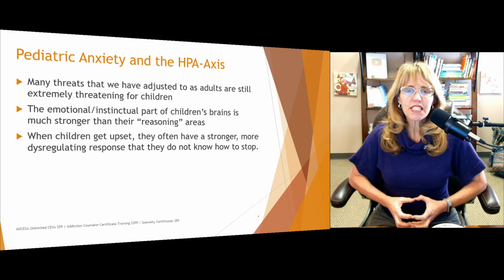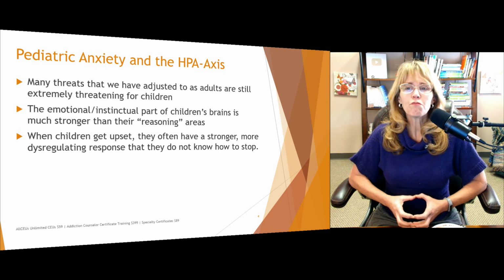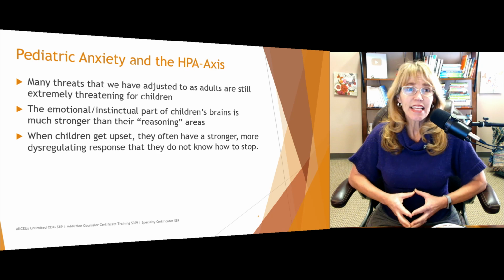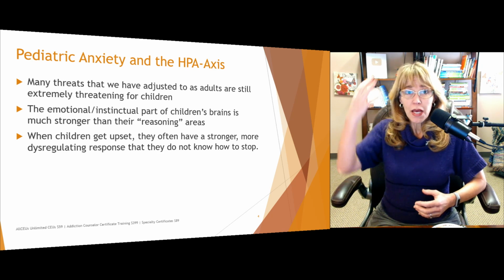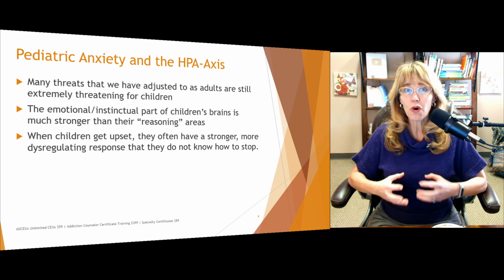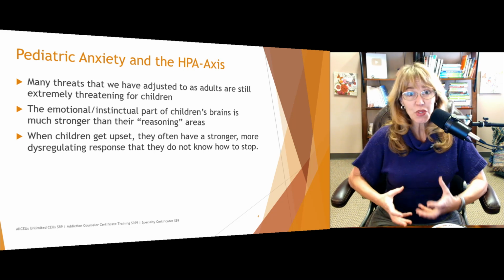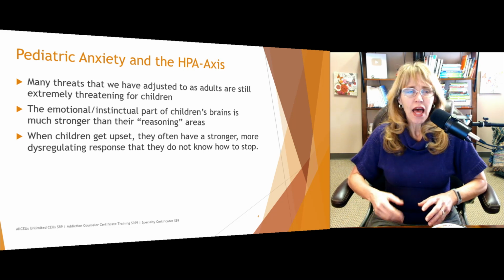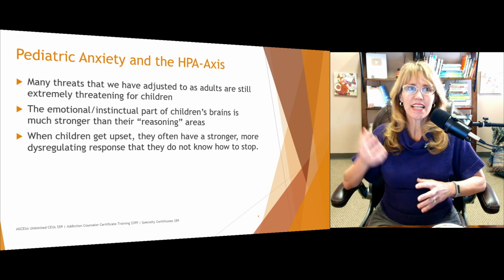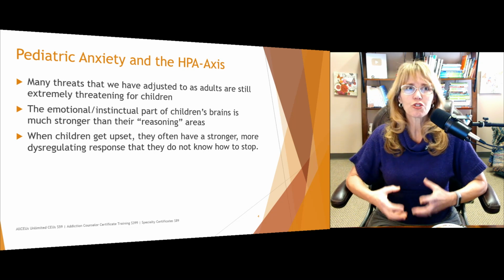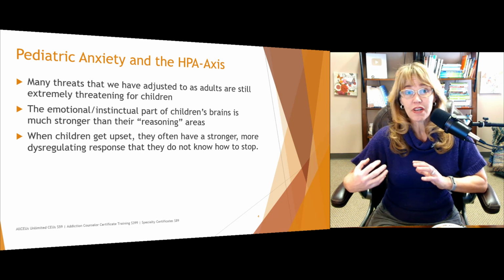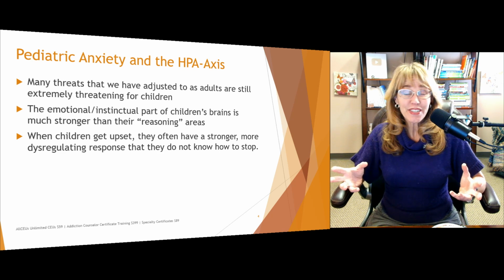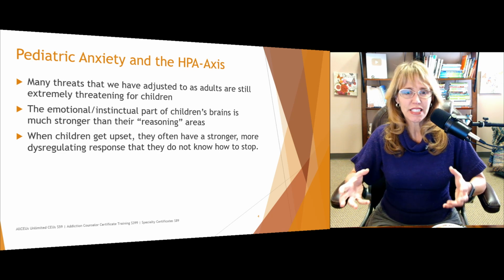The emotional or instinctual part of a child's brain is much stronger than their reasoning areas. And we've talked about this in so many other classes, that until about the age of 24, people's prefrontal cortex, where they do a lot of their higher order reasoning and planning and problem solving, is not fully developed. Their amygdala, their fear response, and some of their instinctual based responses, that is more developed. So they are often going off of emotion-based reasoning. They don't have that fact-based reasoning.